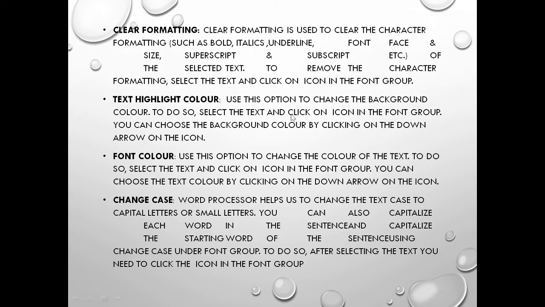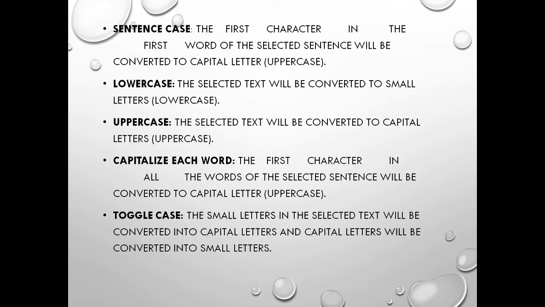Okay, then text highlight color. We can change the background of the selected text as well. Then we can change the font color as well, and we can change the case. It means we can have different cases. Different case means we can convert all the text into capital letters, we can convert all the text into small letters, and some other types of cases are also given. So let us see what different types of cases are available in Word. Here we have sentence case.